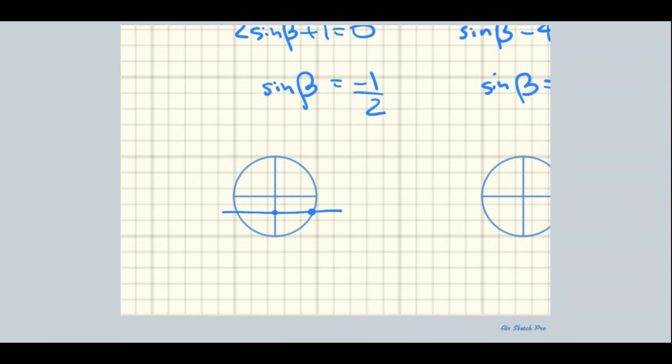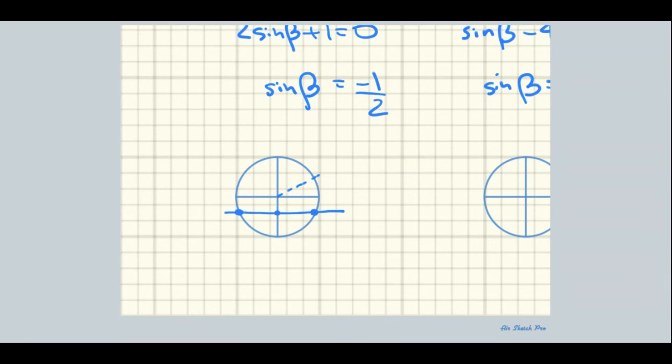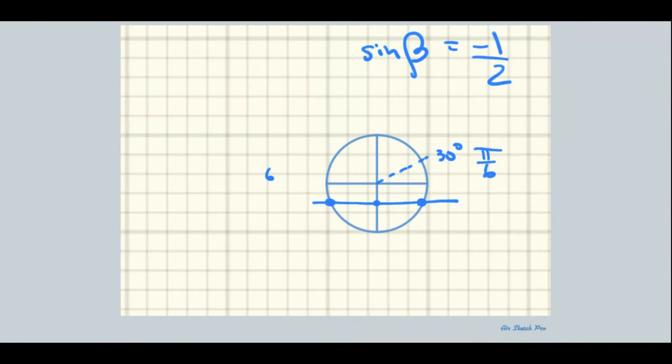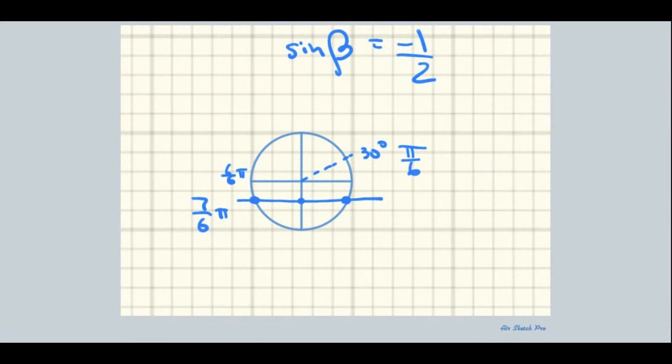So there's the solutions. And because I know this is principal, it's related to 30 degrees, or pi/6. So here's 6/6. So this must be 7/6 pi. This is 7/6. And this is 12/6 over here. So this must be 11/6 pi. And that's how you solve it.